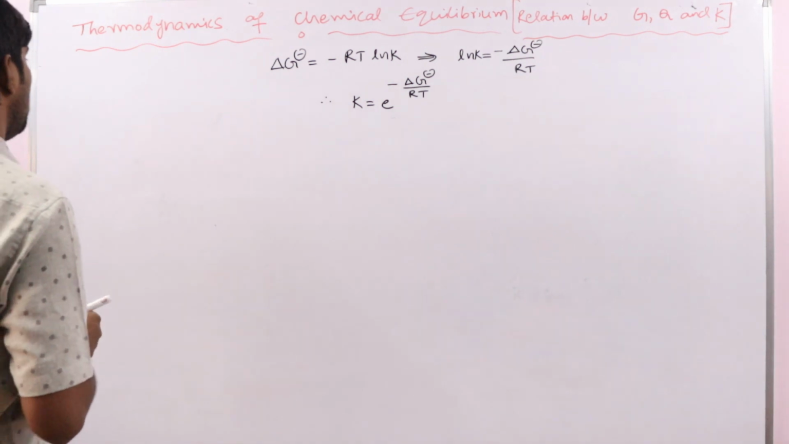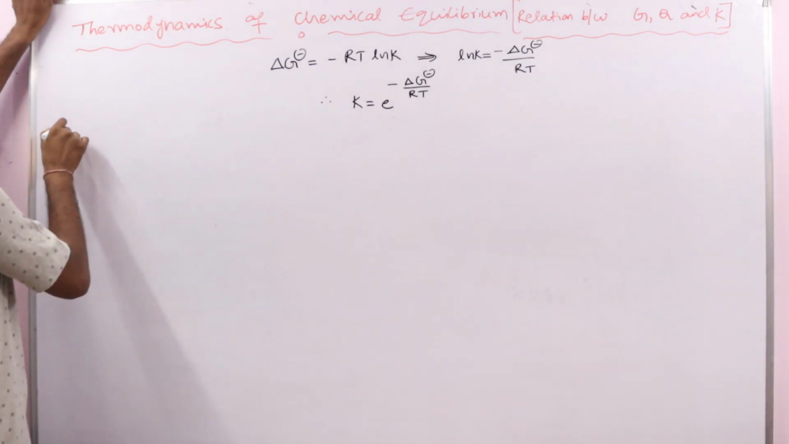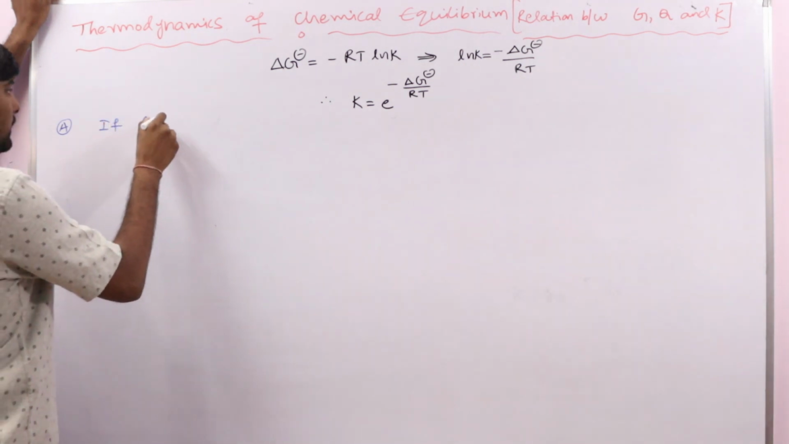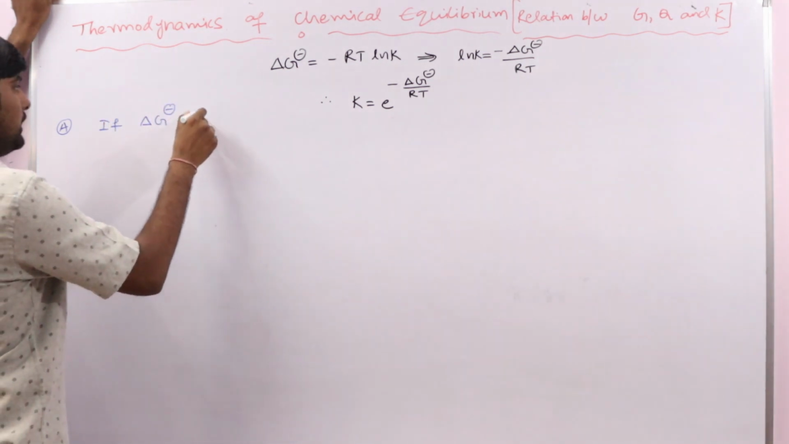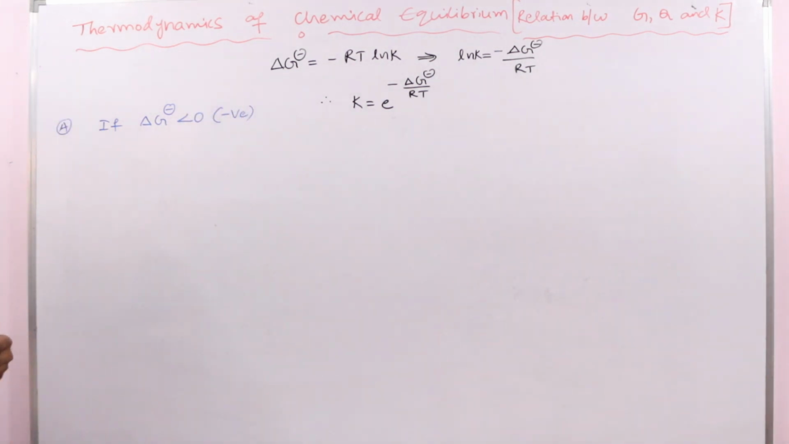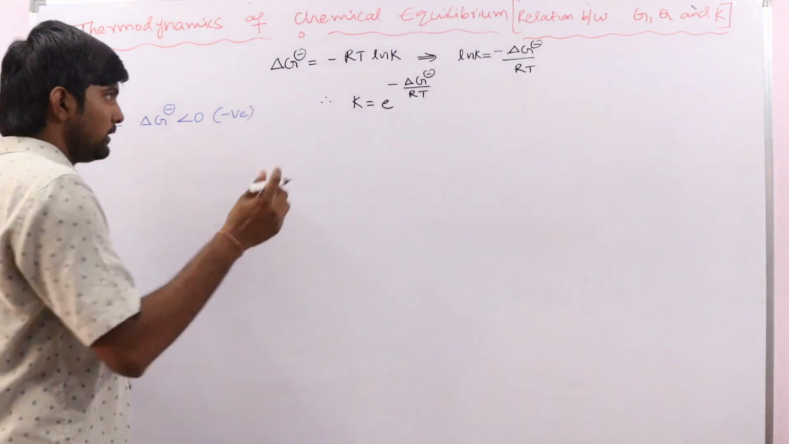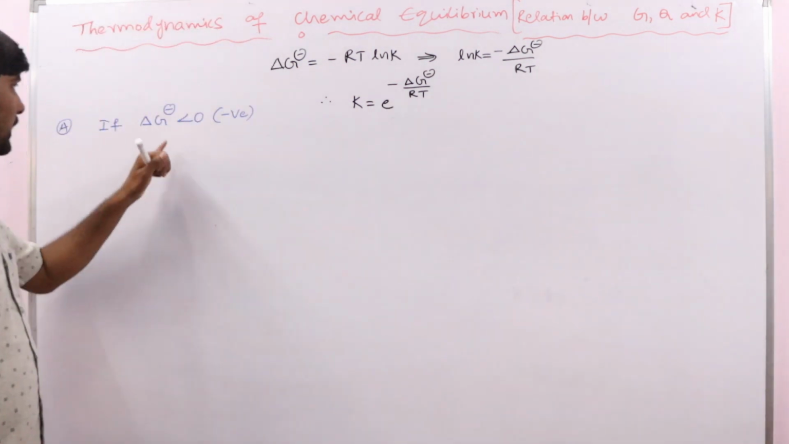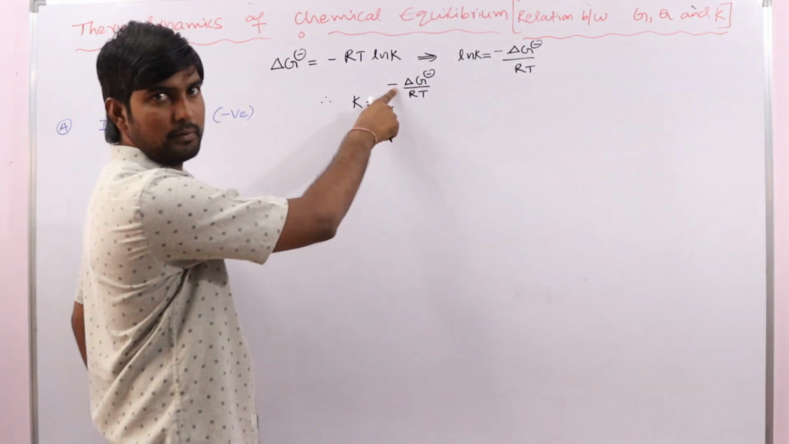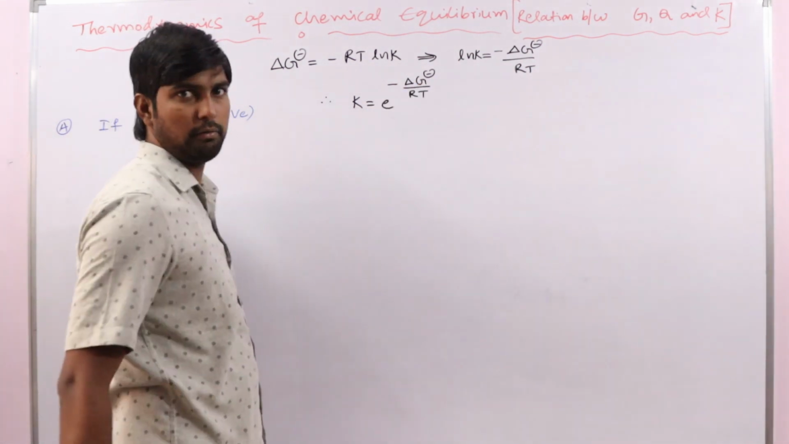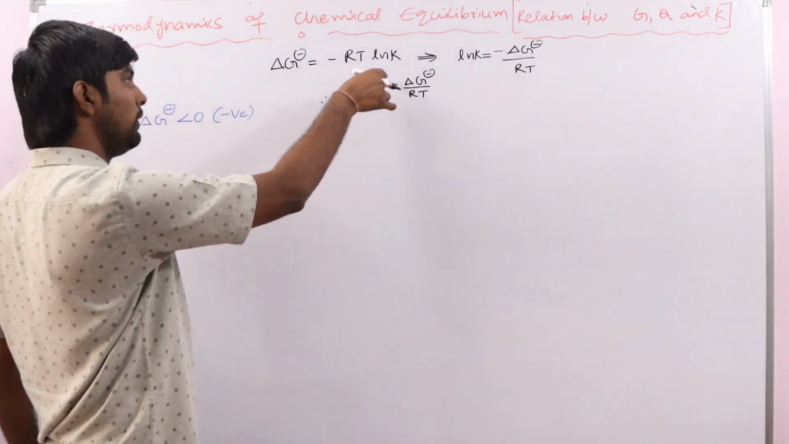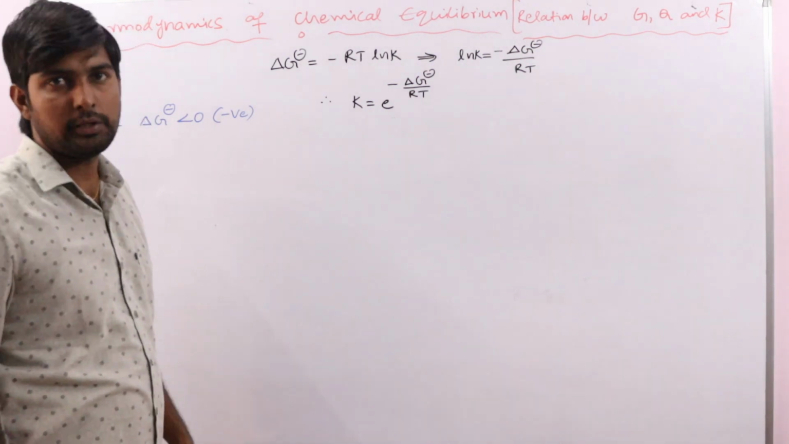Okay, so here we have two possibilities. First one is if delta G naught is less than 0, that is, if delta G naught is negative. Now look at this relation. If delta G naught is negative, what happens here? Already here we have a minus, and this is also a negative value. Minus into minus becomes plus, yes or no? So now the total overall value is positive.